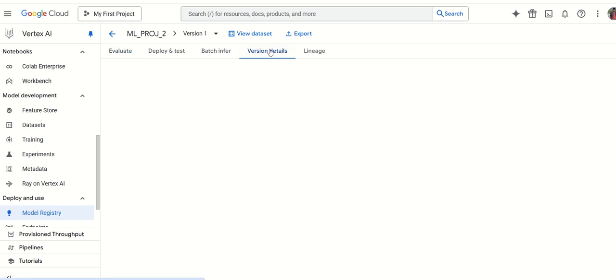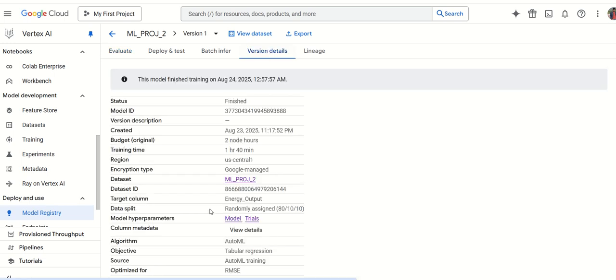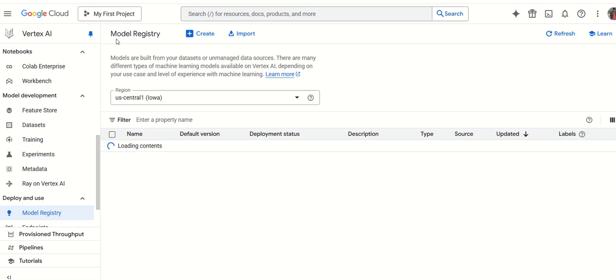If you look at the version details, here you can see the data split, which is randomly split into training 80 percent, and then validation, and then evaluation 10 percent. So this is 80 for training, then validation, and then testing or evaluation. Based on this, I have created three models.